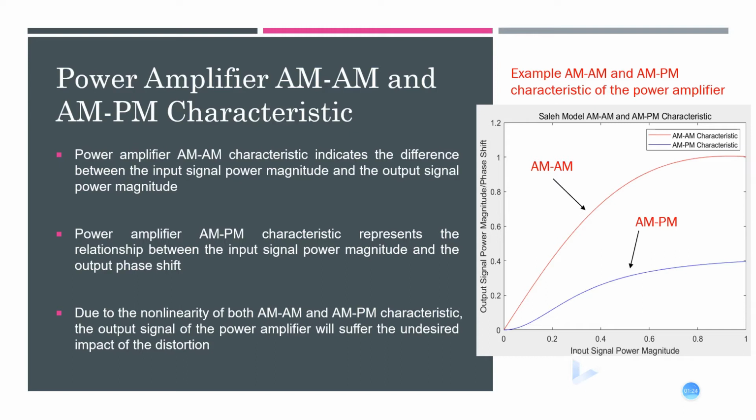The power amplifier AM-AM characteristic indicates the difference between the input signal power magnitude and the output signal power magnitude. And the AM-PM characteristic represents the relationship between the input signal power magnitude and the output phase shift. Due to the non-linearity of both the AM-AM and AM-PM characteristics, the output signal of the power amplifier will suffer the undesired impact of distortion.